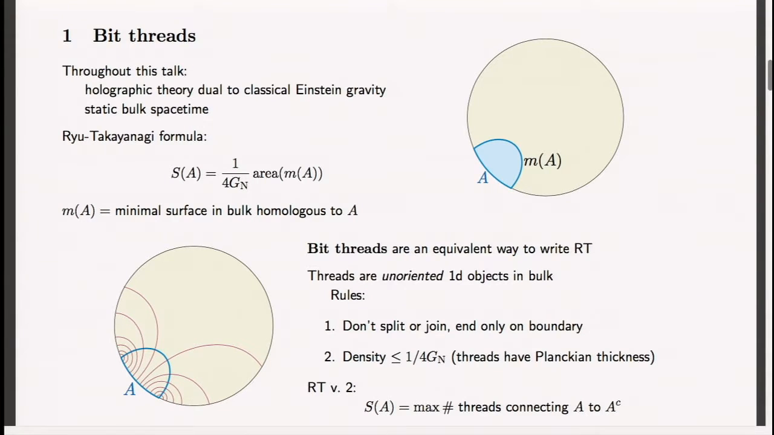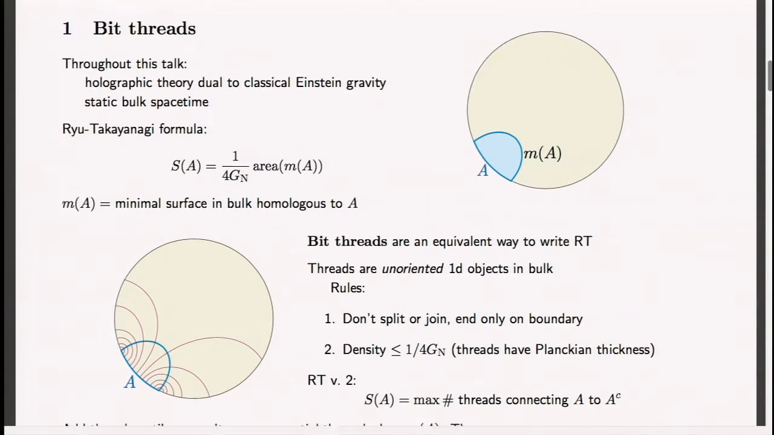Do they all start at the same time? Right. That's a good question. In general, the answer is no, but I am going to work on a single time slice, so everything I do is going to be on a single time slice. And in this talk, they have to begin and end on the same time slice. Okay.